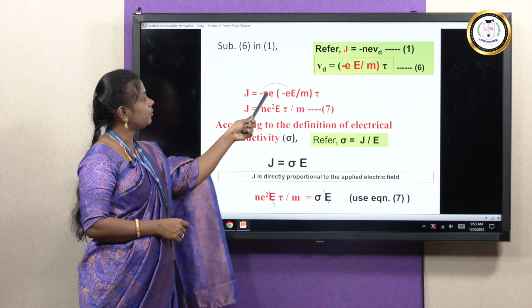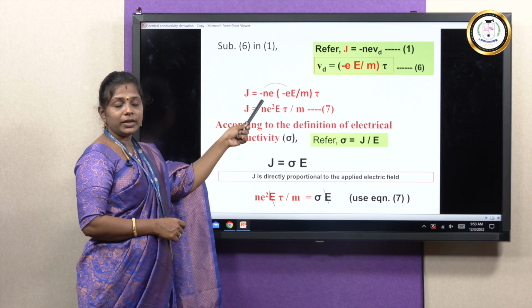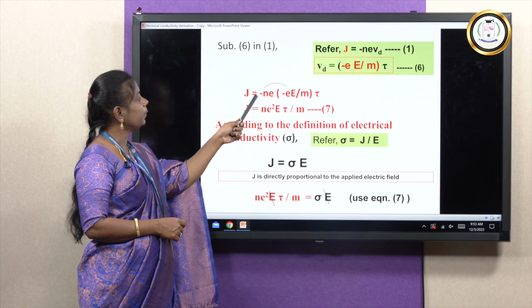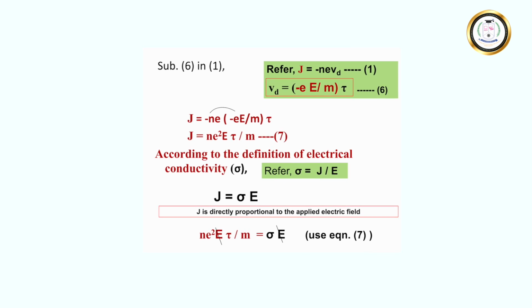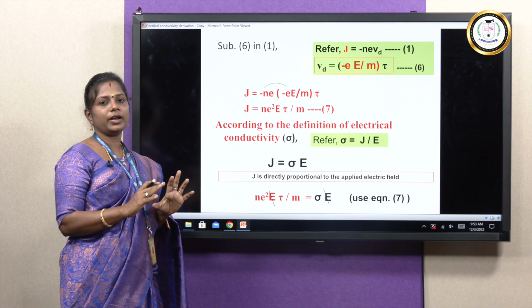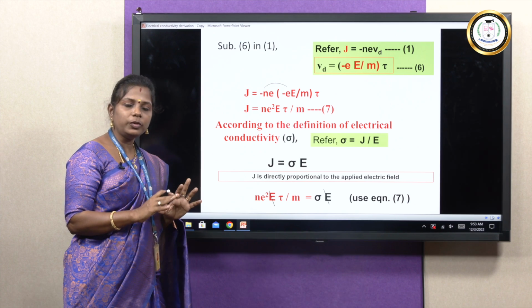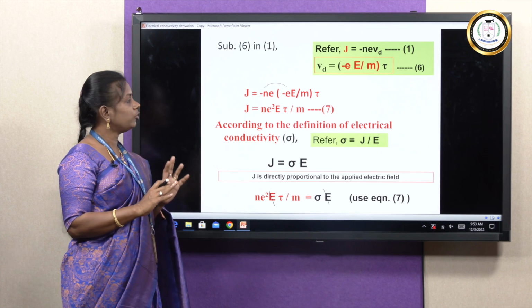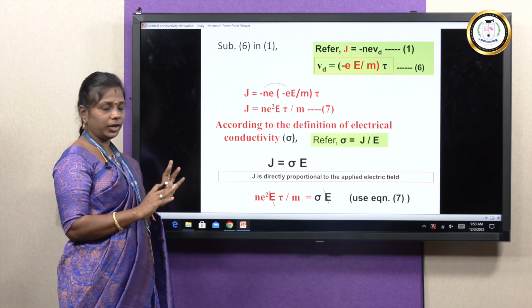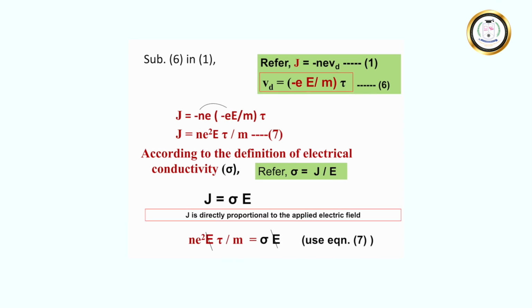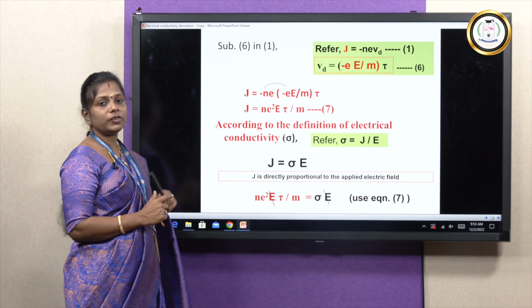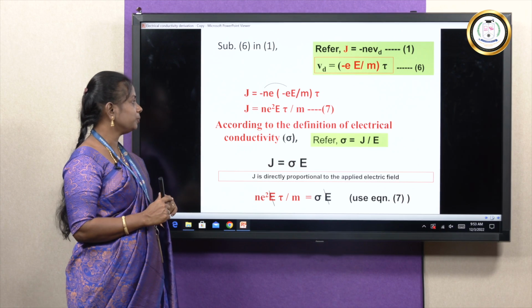So, minus minus gives plus, minus representing the charge of an electron. So, we get N e square capital E tau by m. This is the modified current density by substituting the drift velocity term. So, the final expression of J is N e square into capital E tau by m. This is the equation we consider as number 7.